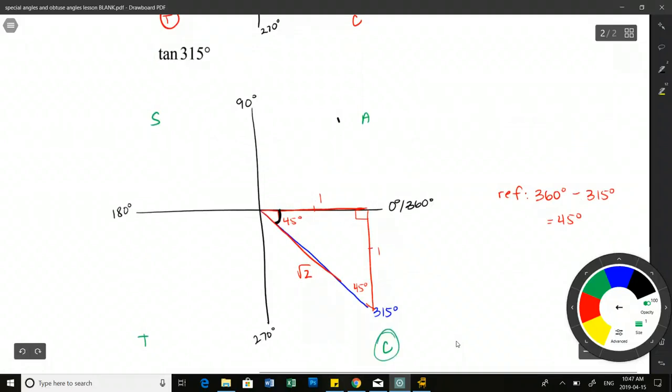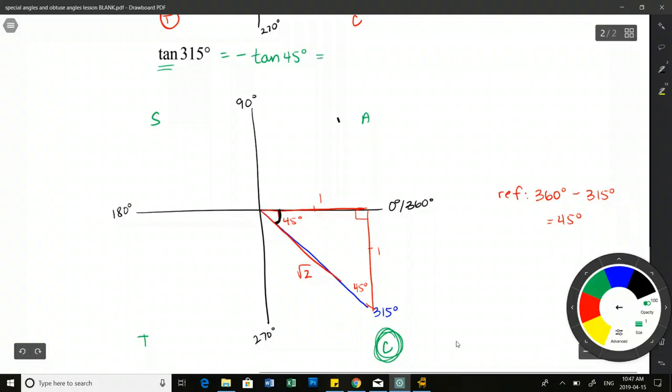So we are in the cosine quadrant, but we are taking the tan of something in the cosine quadrant. So what do we know about tan in the cosine quadrant? It's negative. So this is going to end up equaling the negative tan of our reference angle, negative tan of 45.